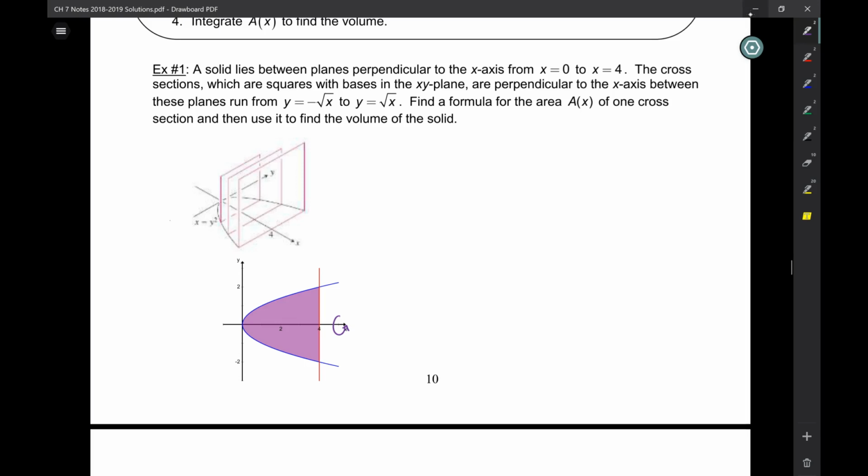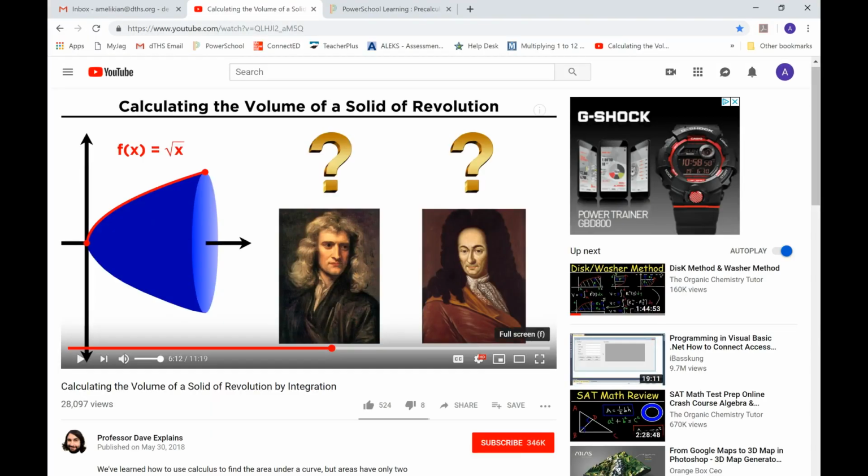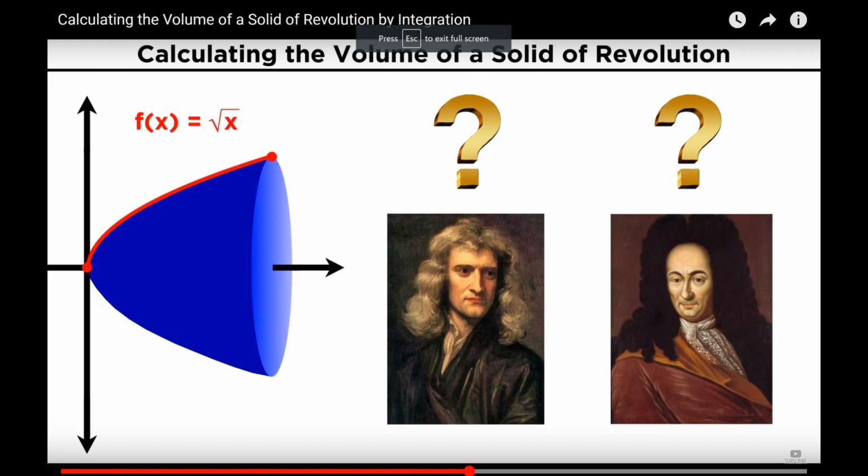Now, inside of that shape, I don't have to do circular cross sections. I can also do square cross sections. I can't draw it very well, but I could also do square cross sections inside. All right, so we're going to start with a square first.